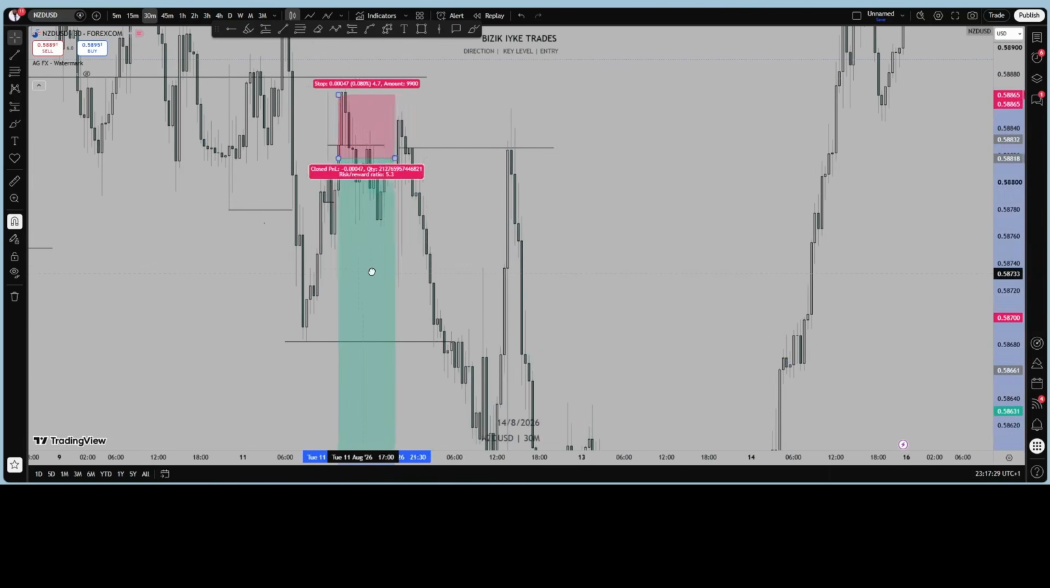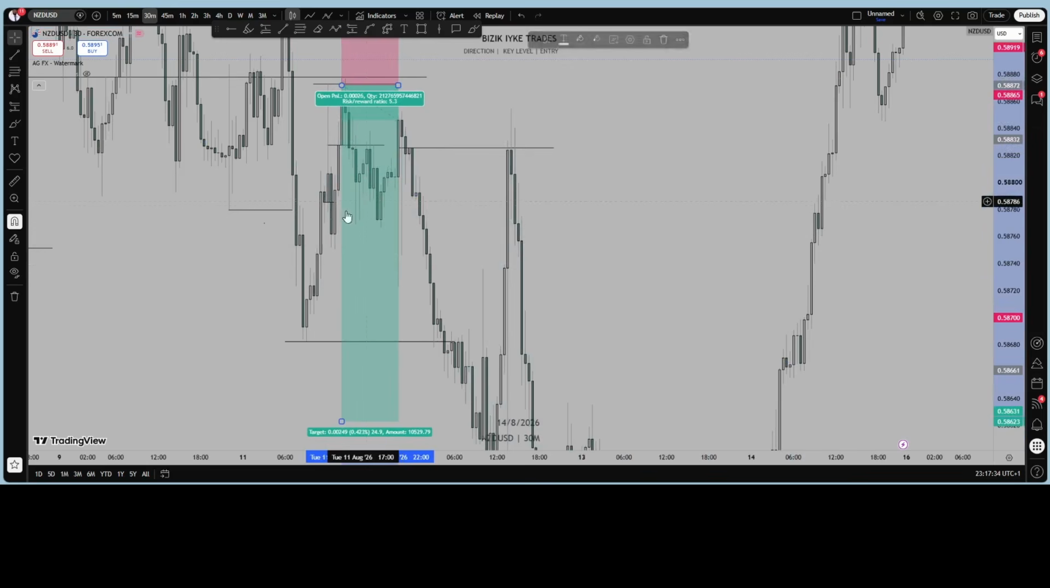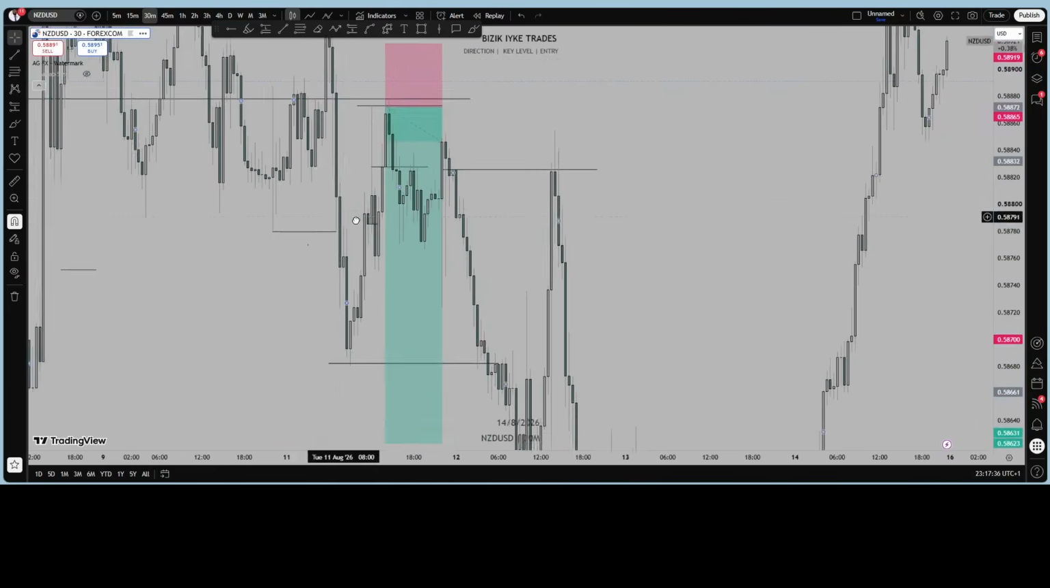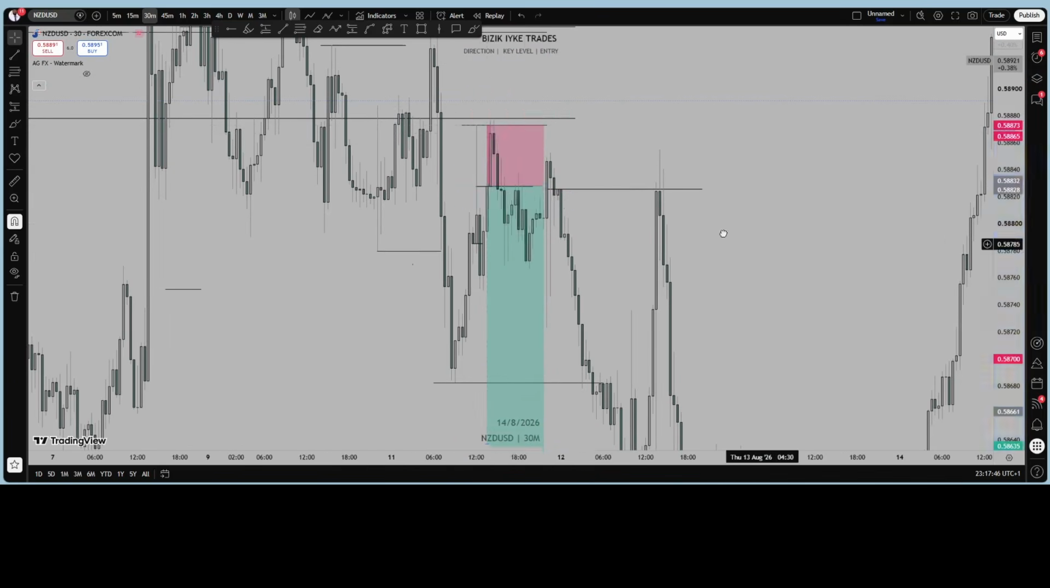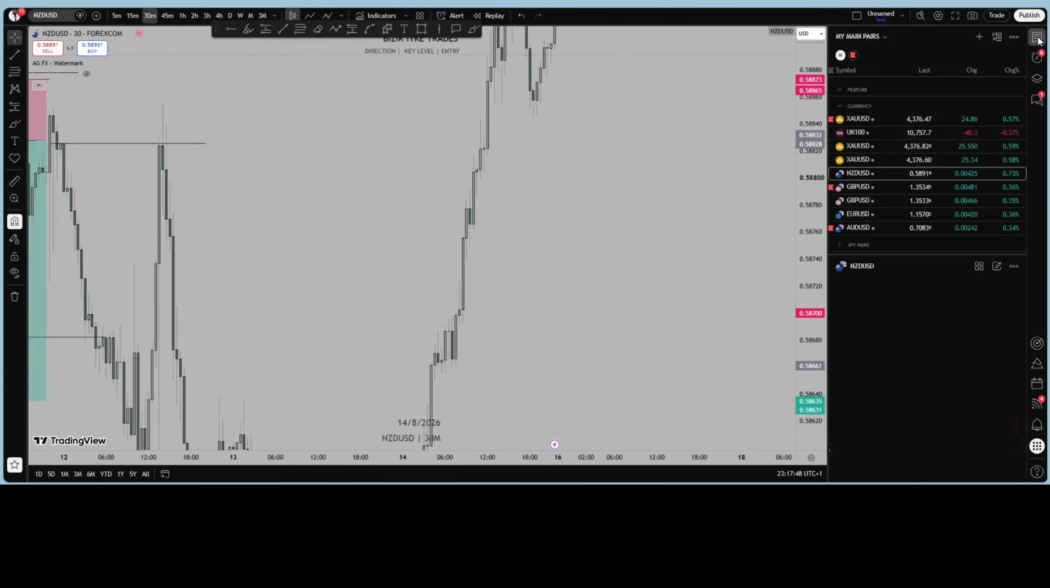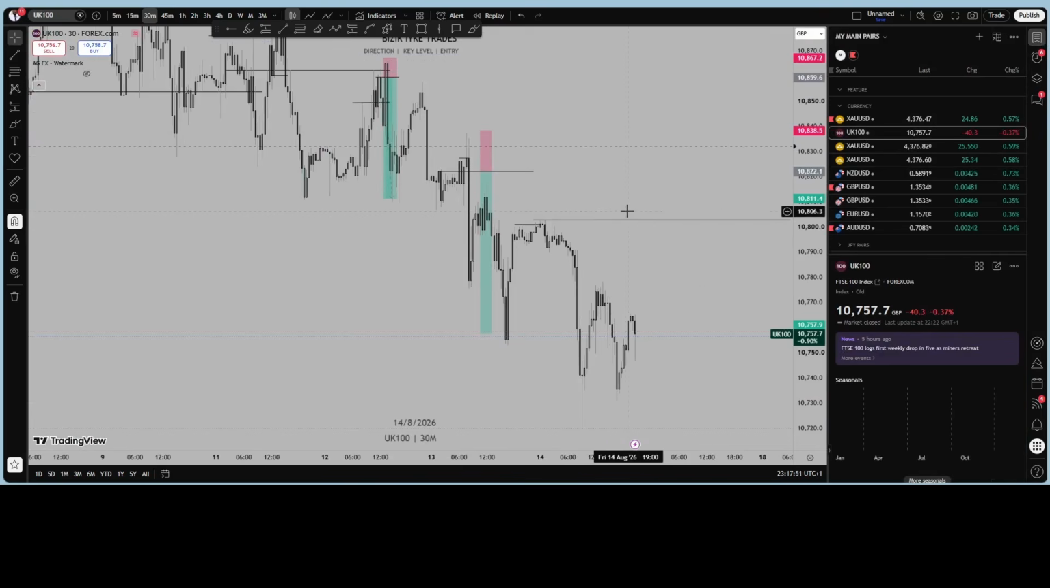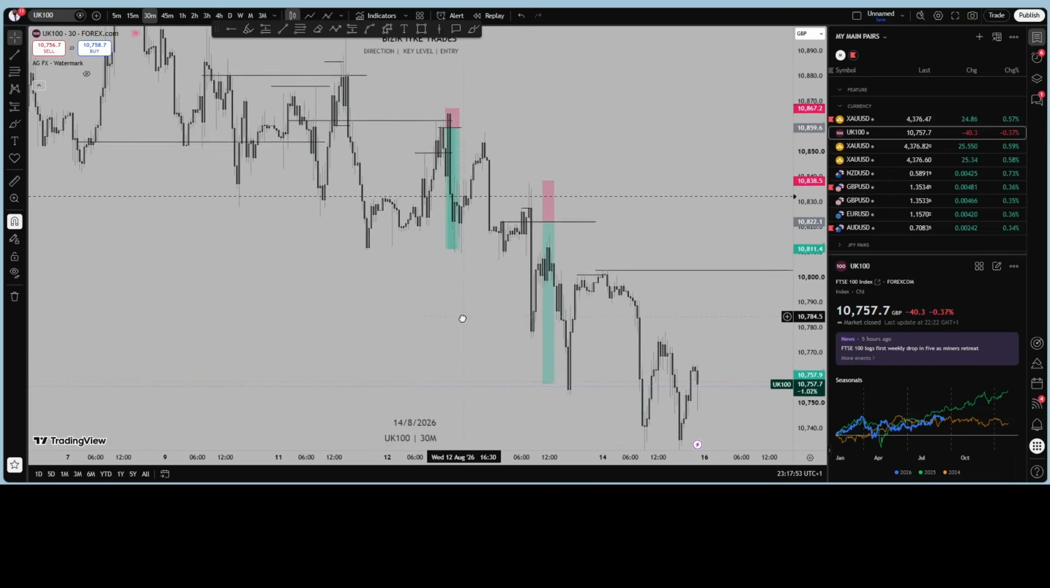This one, then, I took a loss here. Yeah, I took a loss around here because I entered using this daily break of structure, but price took me out and went to the downside. I entered around here, and price came, took me out, and then continued to the downside.